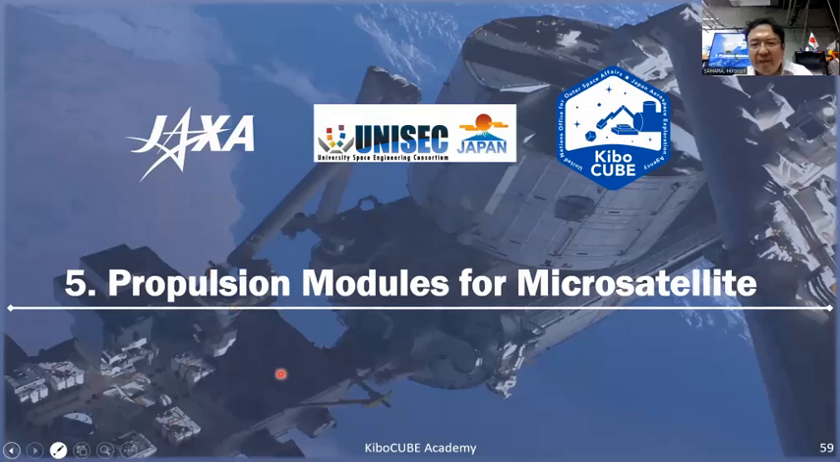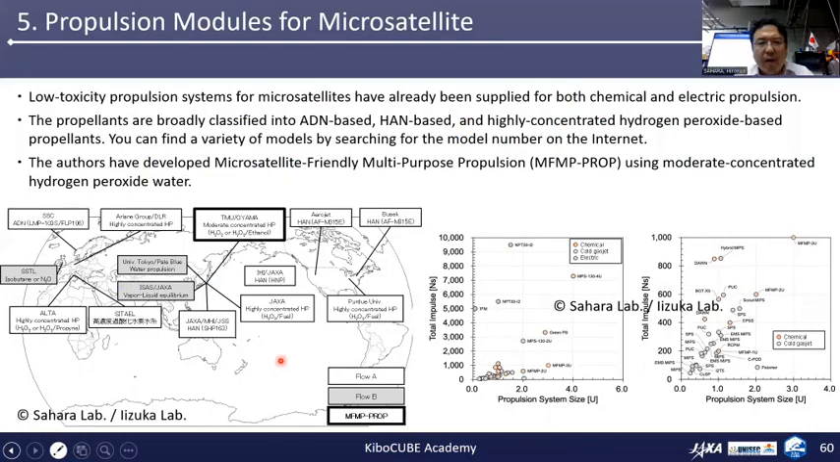Propulsion systems designed for use in microsatellites are now emerging. Some of them have already been modularized, and we encourage you to investigate them. Since it is impossible to introduce all of them here, we introduce a propulsion system module that we are researching and developing as an example. Low toxicity propulsion systems for microsatellites have already been supplied for both chemical and electric propulsion. These propulsion system modules are plotted against their size and total impulse in these figures.